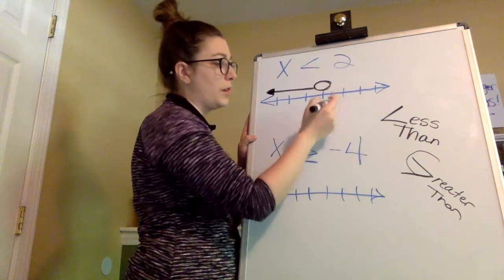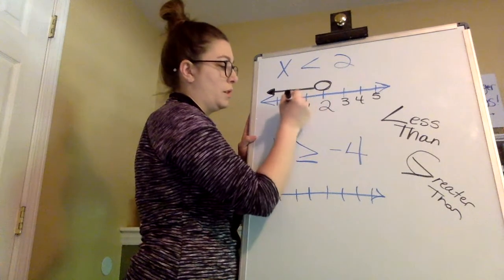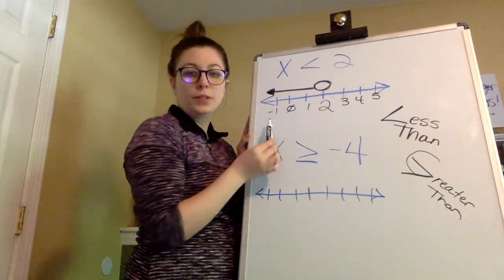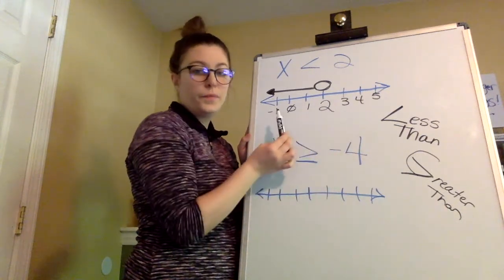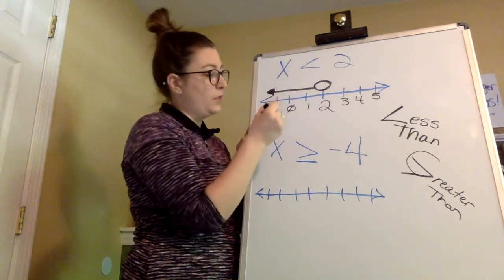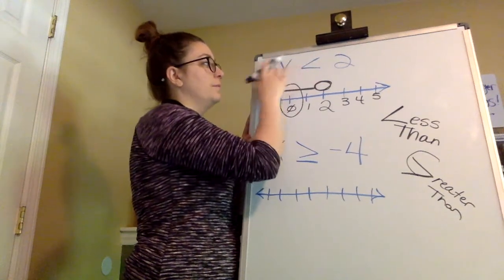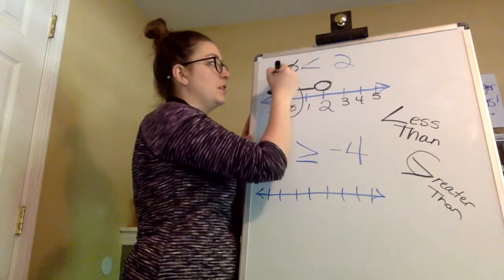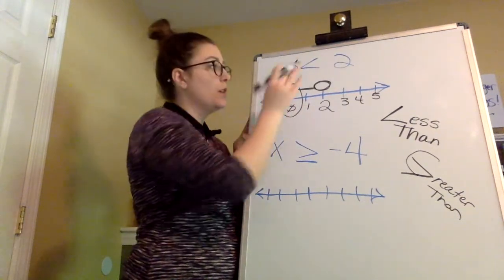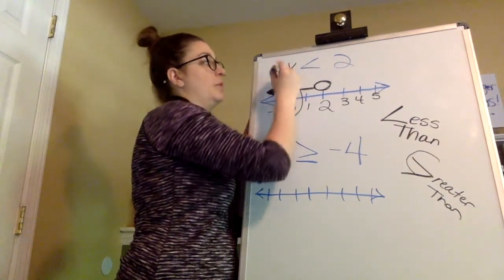So let's fill in our number line. So we have 2, 3, 4, 5, and we're going backwards. 2, 1, 0, negative 1. So if I chose any number out of this section here, that should make this a true statement. So I'm going to choose 0. So if I plugged in 0 here, is 0 less than 2? Yes, so that means that this is true. So I'm going to put our x back up here. That was my check step.